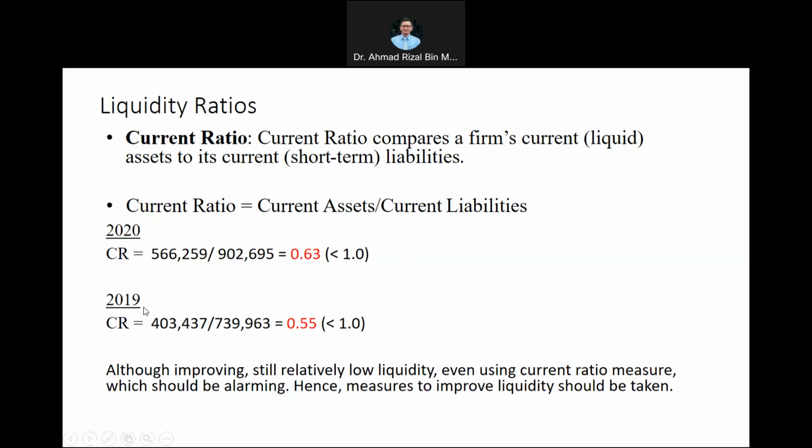So in 2019, it was 0.55. So there is a slight improvement, right? 0.55 to 0.63. However, in both years, they are quite substantially less than 1.0. So this is quite alarming. This is the first warning signal in terms of current ratio. So if I were the company's management, I would look into measures to improve the liquidity as soon as possible.